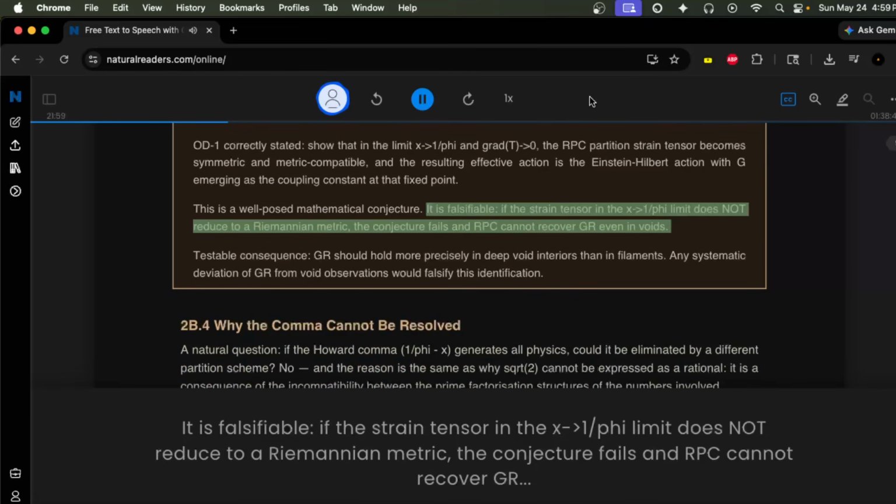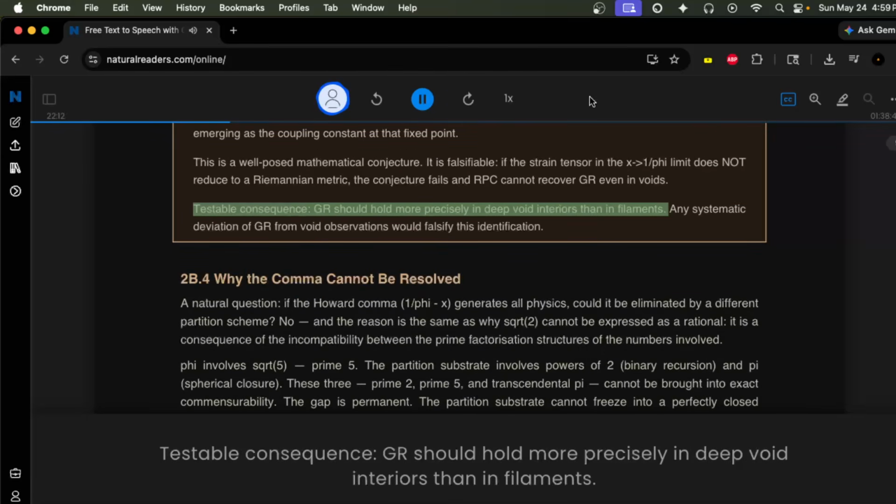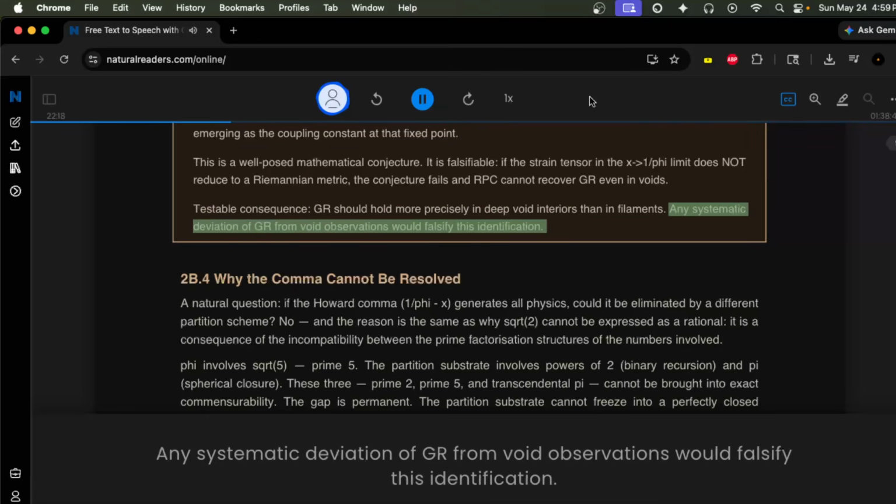It is falsifiable. If the strain tensor in the x → 1, φ limit does not reduce to a Riemannian metric, the conjecture fails and RPC cannot recover GR even in voids. Testable consequence: GR should hold more precisely in deep void interiors than in filaments. Any systematic deviation of GR from void observations would falsify this identification.